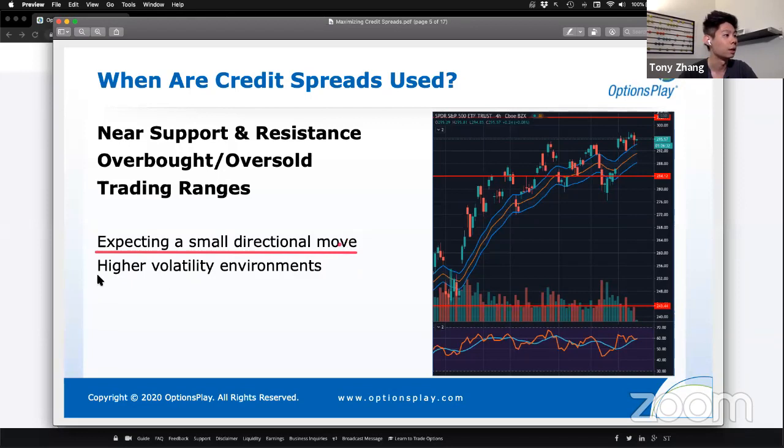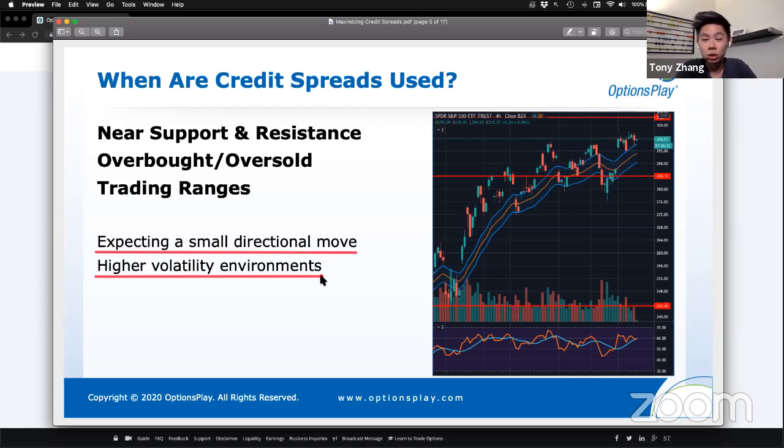Now, I also see a lot of people say that, generally speaking, you want to sell credit spreads in a higher volatility environment. Generally speaking, this is true, but there are many cases where, when volatility is not high, you still want to sell credit spreads. So I want to make sure everyone understands this before you simply sell credit spreads when vol is high and buy credit spreads when vol is low.